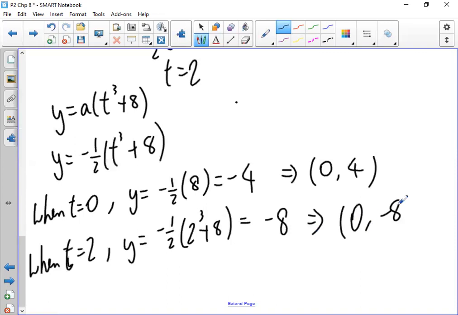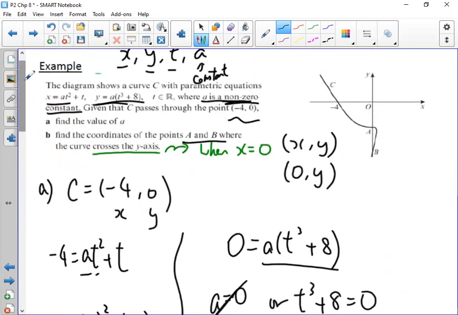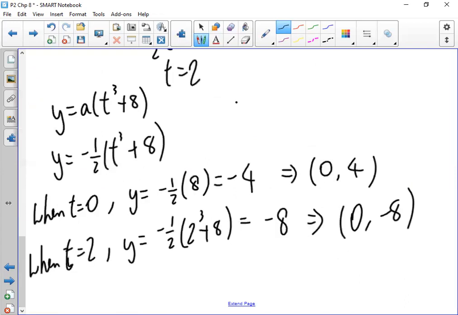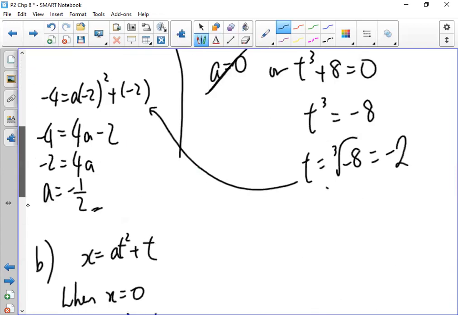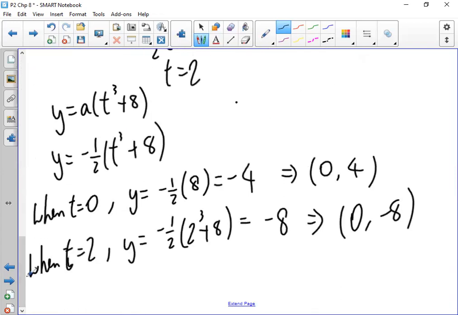So 0, minus 4. So now look at the diagram again. Point A is above point B. So we know A must be this one, and B must be this one. And voila, that's the answer.